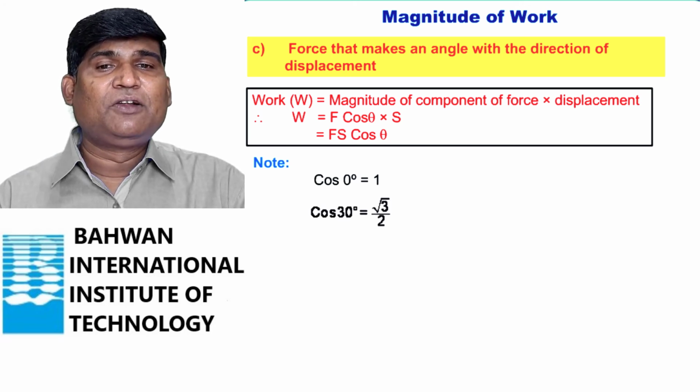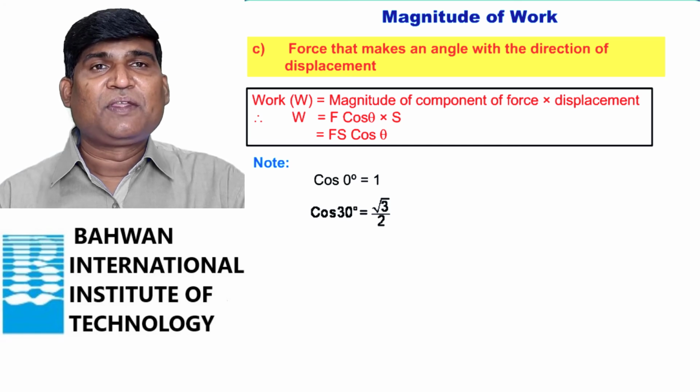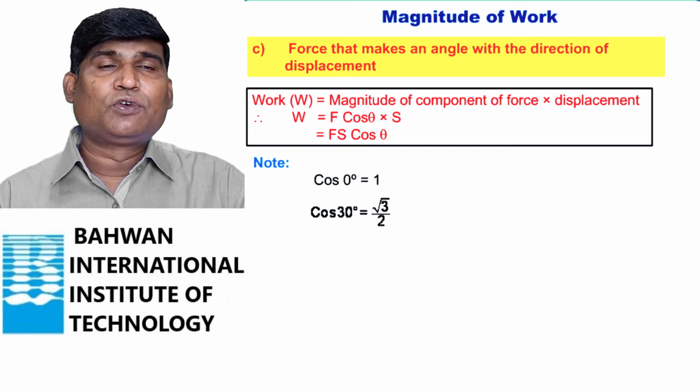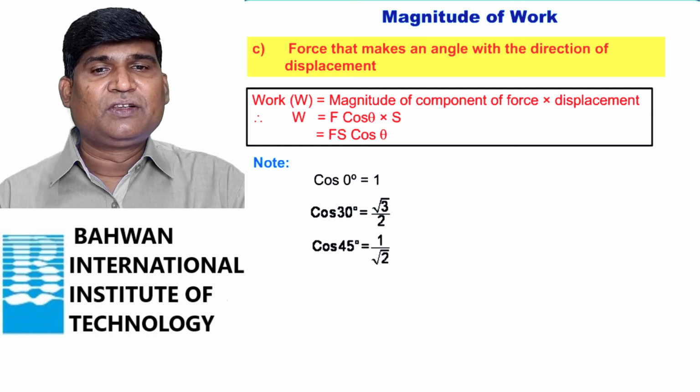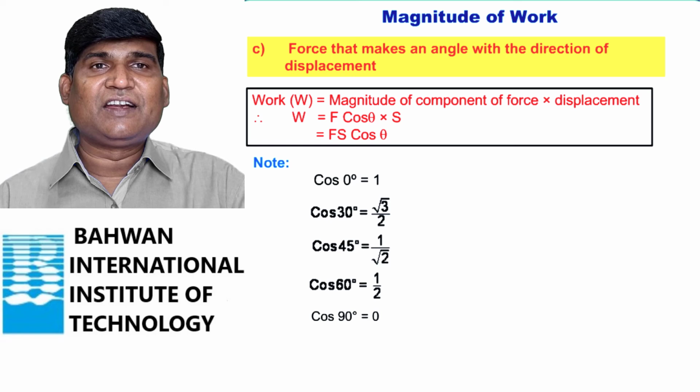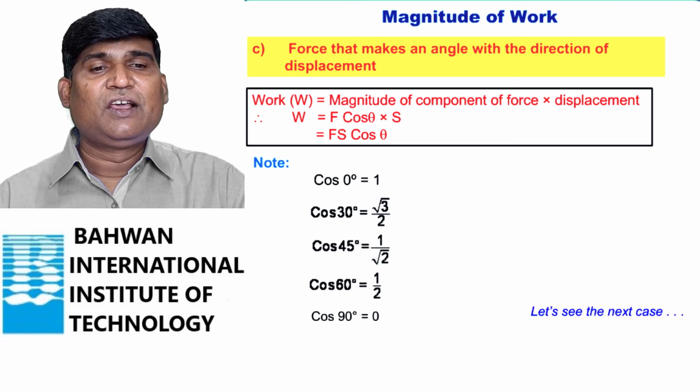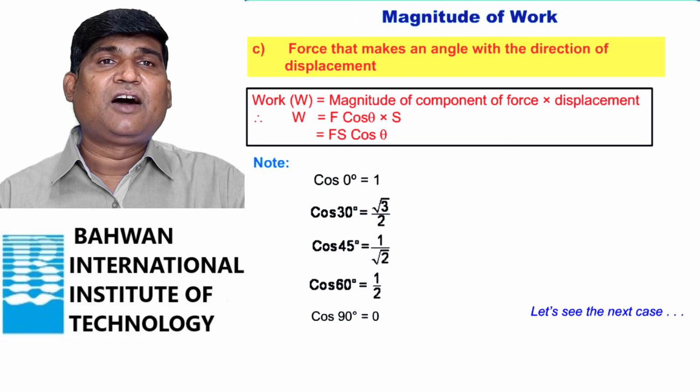If the angle between force and displacement is 30 degrees, then we know cos 30 degrees is root 3 by 2. So we can substitute that value. We know cos 45 degrees, cos 60 degrees, and cos 90 degrees is 0. This table, if you know, automatically you can decide how much work is done, even though force and displacement are not in the same direction, right?